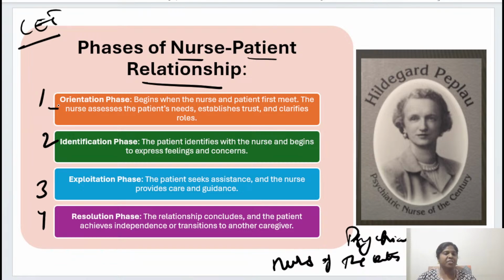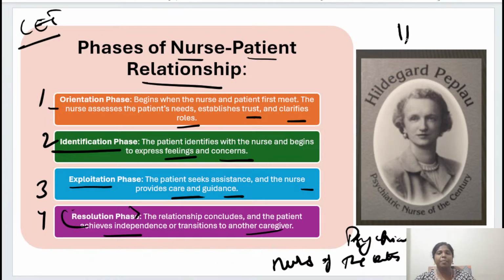The first phase is the orientation phase, where the nurse and the patient introduce themselves, establish trust and clarify their roles. The second is the identification phase, where the patient identifies the nurse and expresses their feelings. Exploitation phase: here the patient seeks assistance and the nurse provides care. And the fourth is the resolution phase, where the patient achieves independence. So these are the 4 phases of the interpersonal relationship developed by Hildegard Peplau: orientation, identification, exploitation and resolution.